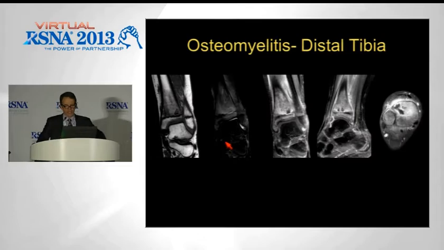Now, this is another case where you can see abnormal marrow in the distal tibia on T1 and on STIR images. But notice that you can see things very clearly on the post-gadolinium images, and on the axial you can actually see that there is a draining sinus.